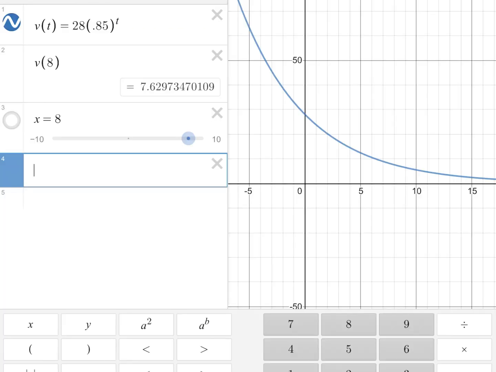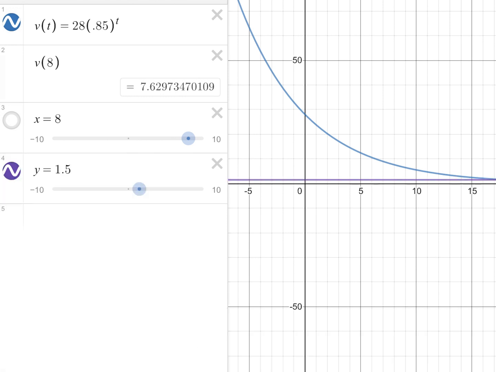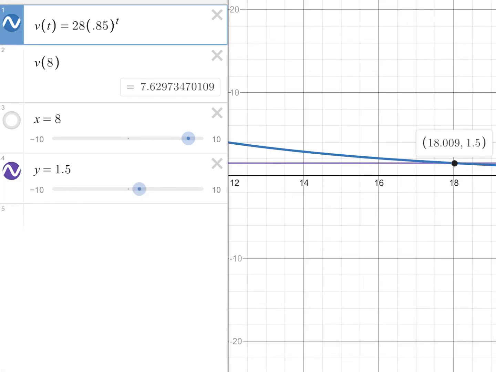Next question, when will the value of the car be $1,500? So that means I want an output of 1.5. Throw a horizontal line in here instead. y equals 1.5. And then seeing where it intersects the graph. We can zoom in right there at that point of intersection. It looks like at 18.009, if we round to the nearest hundredth, 18.01 years is for the value to drop to 1.5, which corresponds to 1.5 thousand, which is $1,500.